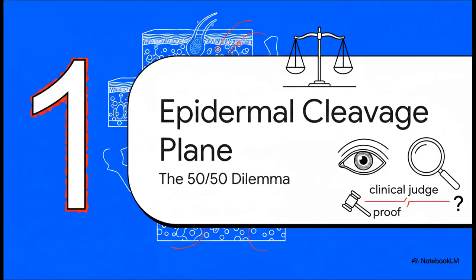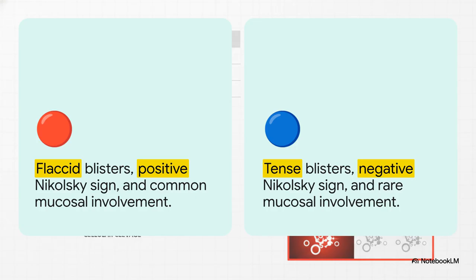All right, Module 1, the epidermal cleavage plane. This is what we call the 50-50 dilemma. So, the clinical lawyer, you know the type, frequently gets trapped by generalized blistering in an elderly patient, just automatically assuming age alone confirms bullous pemphigoid. But the judge demands proof. The noise? That's nonspecific peripheral eosinophilia. Just ignore it. The actual signal here is mucosal involvement and the physical blister structure itself.